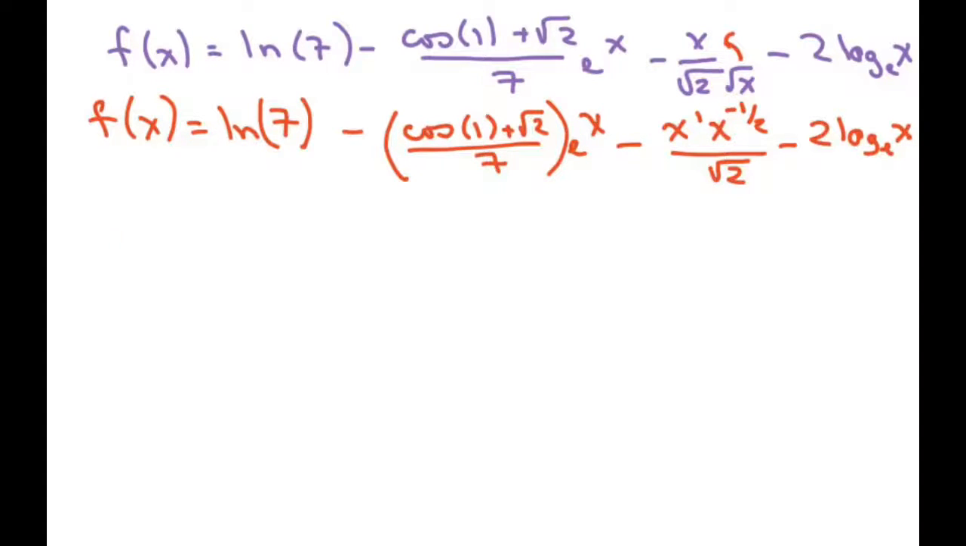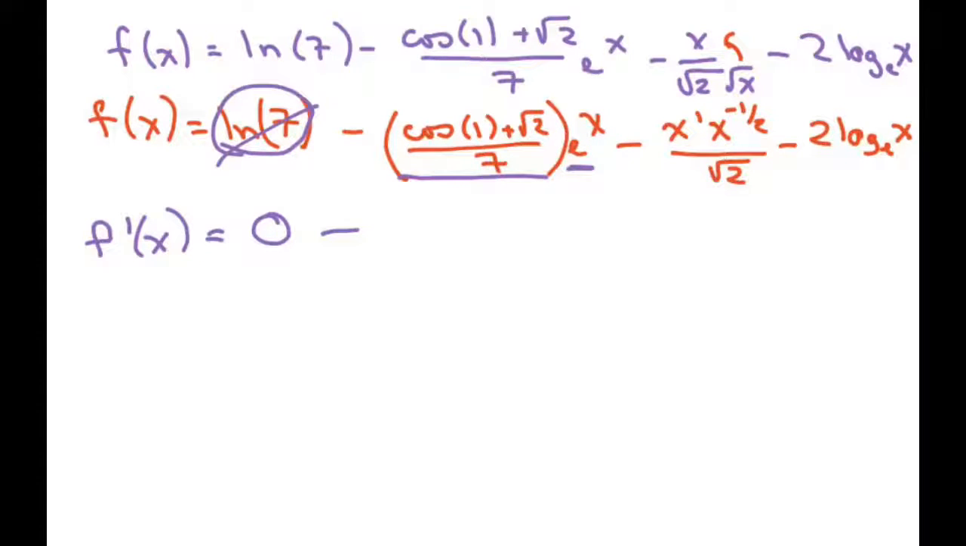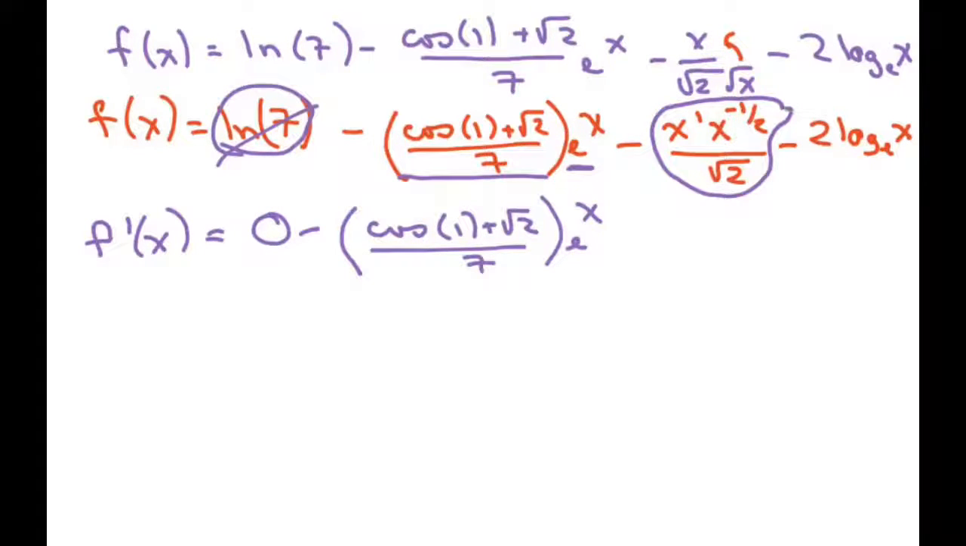So, let's take the derivative. Well, the derivative of a constant is just 0. So this just equals 0. That goes away. There's no x there. And this is just a constant in front of e to the x, so we just keep it. So that's just going to be minus cosine of 1 plus square root of 2 over 7 times e to the x. And this is the one we have to deal with. And so we're going to go ahead and add these up.